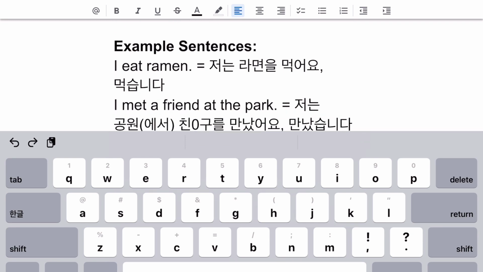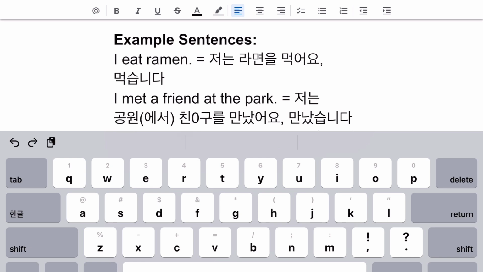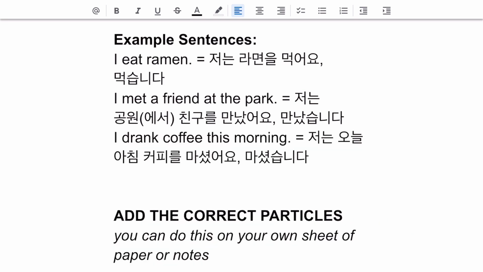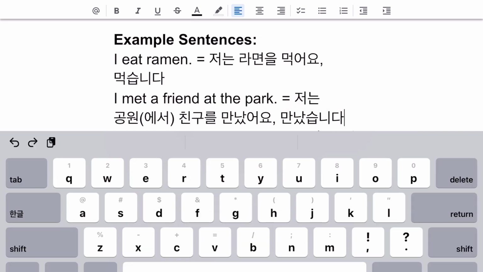Next one, I met a friend at the park. So this one's a little bit longer. 저는 공원에서 친구를 만났어요. 만났습니다. So this time, I at the park, a friend met. This one's in the past. I am the topic, so we're going to go ahead and put 는, 저는, and then where did I meet my friend? I met them at the park.